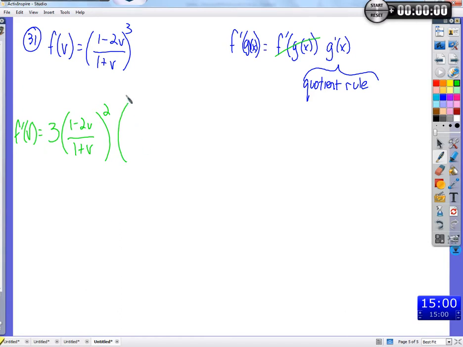Okay, so low d high. What's the derivative of the numerator? The derivative of that numerator is minus 2, minus high, which is 1 minus 2v. d low, which is what? Just 1. The derivative of 1 plus v is 1, over 1 plus v squared.